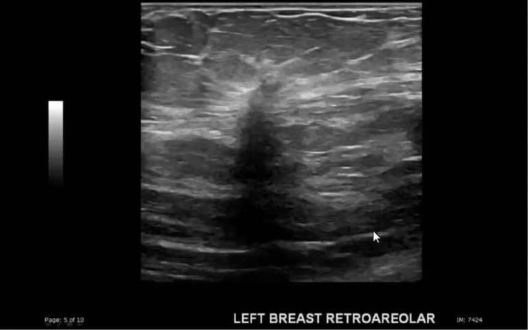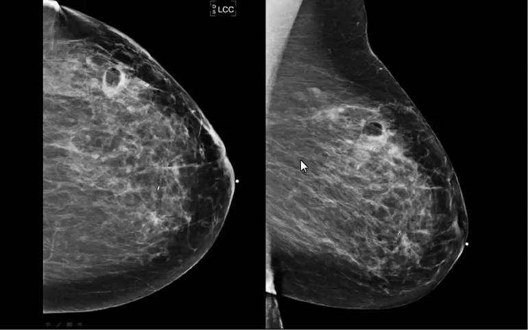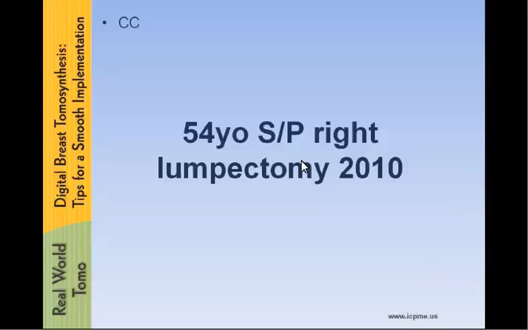The anterior mass could be found on ultrasound with very irregular hypoechoic margins. And the posterior mass we never could find on ultrasound. That one was biopsied stereotactically. These were both radial scars. And I think other people have mentioned that we are seeing many, many radial scars now with tomosynthesis, and we're trying to figure out if we need to rethink our thoughts about radial scar.